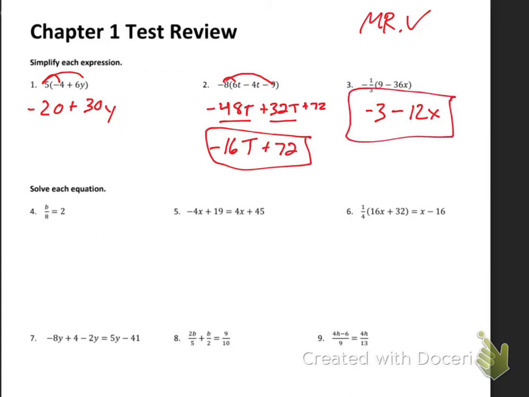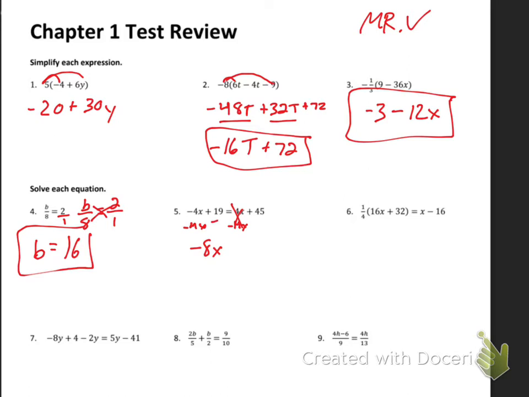All right, so solving each equation. For number 4, remember that this is a 2 over 1. So if I rewrote it, it would be b over 8 is equal to 2 over 1, and we just cross multiply. So that means b is equal to 16. All right, I'm going to solve here. Let's see, so I'm going to minus 4x, that cancels these out, so it gives me negative 8x. Then I'm going to minus 19 on both sides, so 45 minus 19 is going to be 26. So then I'm going to divide that by a negative 8, and I get x is equal to negative 3.25.